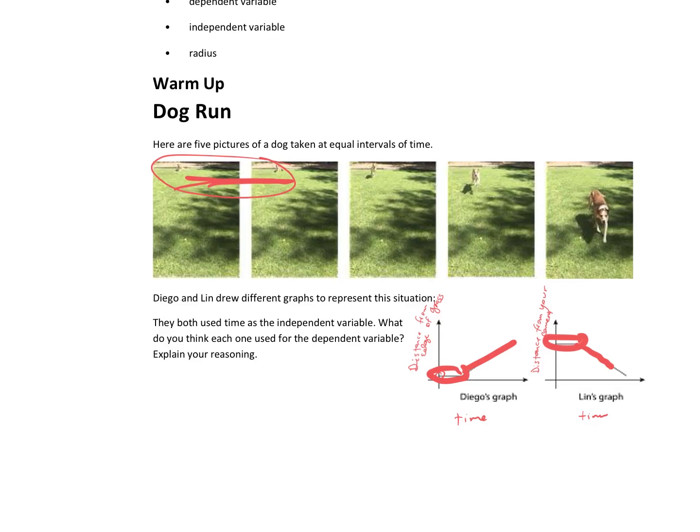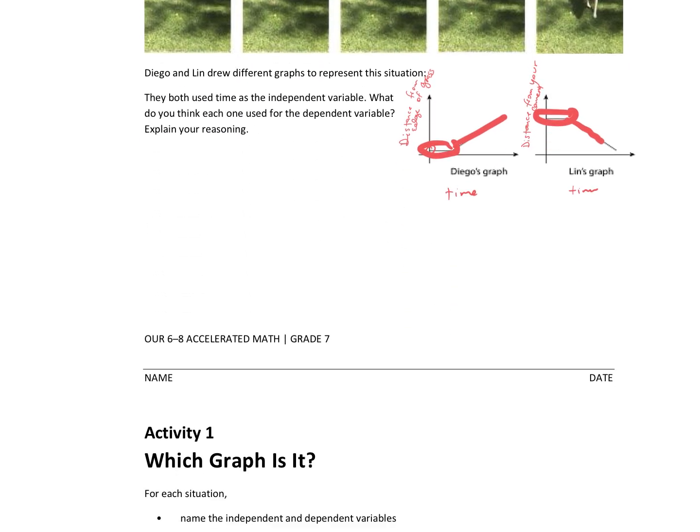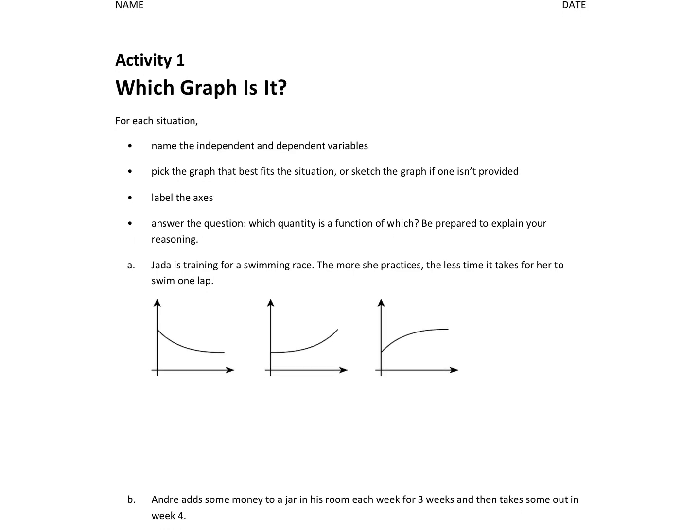There's other descriptors that you could use as well, but the key thing is whichever one you choose for Diego should have that distance getting bigger when the dog starts running, and whichever variable you choose for Lynn, it should have that distance getting smaller as the dog started running. All right, let's look at the next activity.